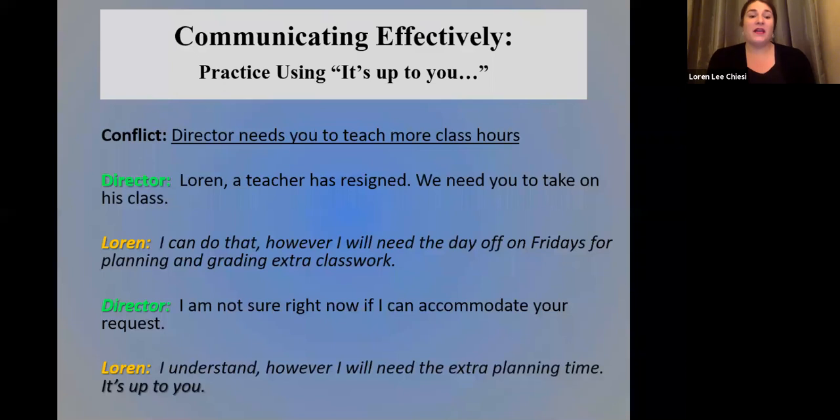It's up to you. This does not mean that you're saying no. This does not mean that you're saying yes. It means that you're giving the other person the opportunity to find another resolution or choose what you've provided. So the director can either find someone else who can teach and doesn't request the extra hours, they can look at the schedule and see how they can accommodate extra hours, or they can find another solution. But you've made your feelings and what you're willing to do very clear.